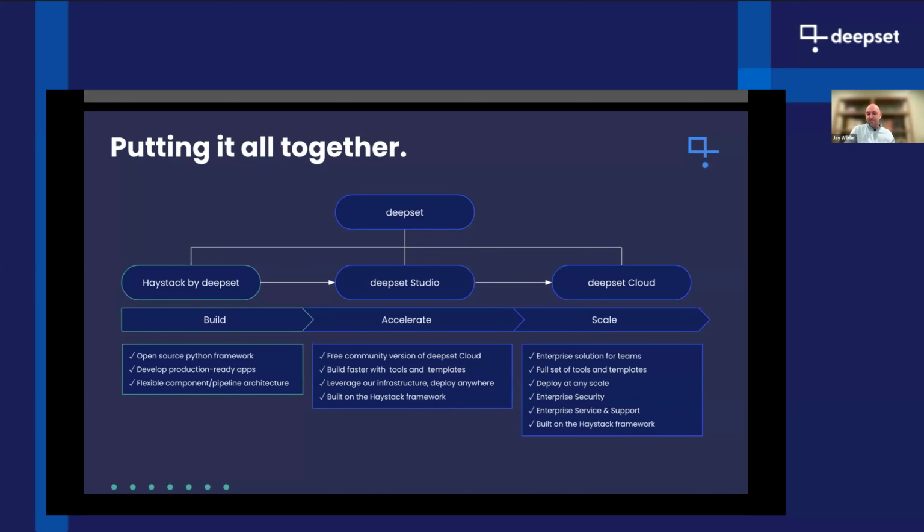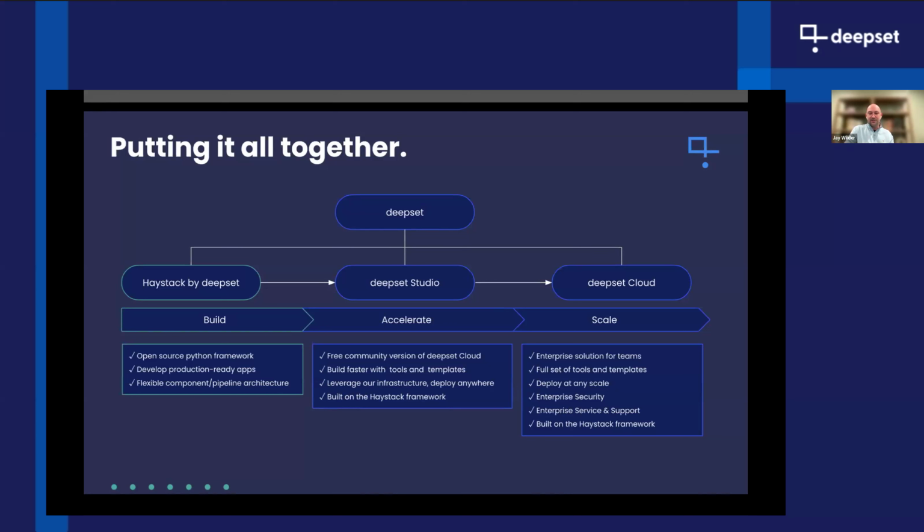And that then moves into DeepSet Studio. So as you're building, you want to accelerate that building process. As we said, this is the free community version. It starts to bring in those tools and those templates that we just saw. Starts to bring in that infrastructure so that we can start to test and iterate and deploy these. Still gives us that flexibility, though, of the underlying Haystack framework.